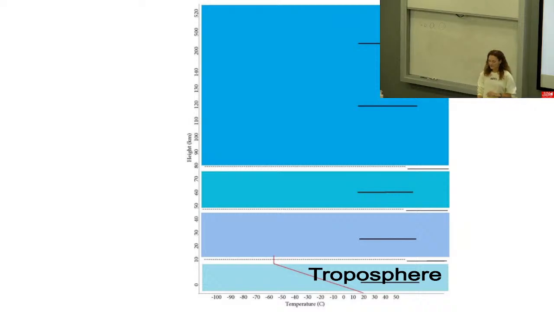So the first one is the troposphere. This is where we live. Everything that we do is pretty much in the troposphere.